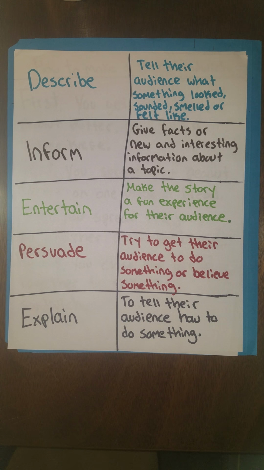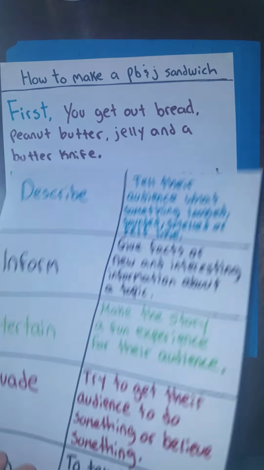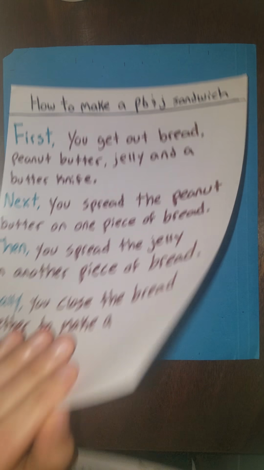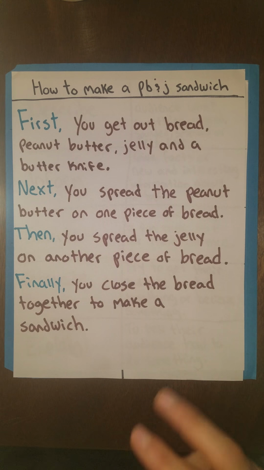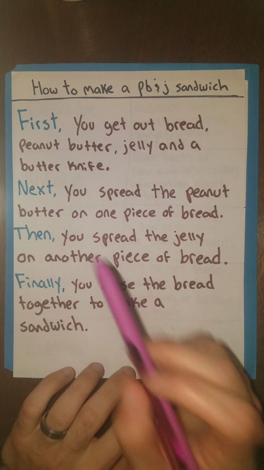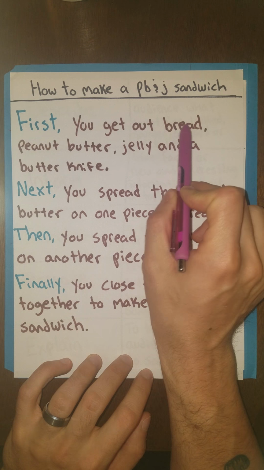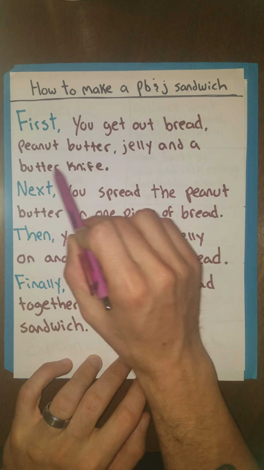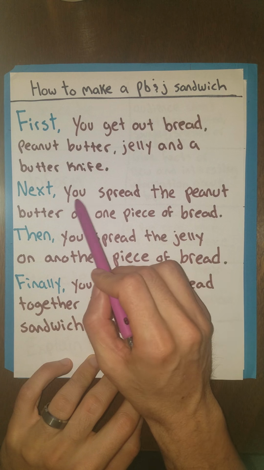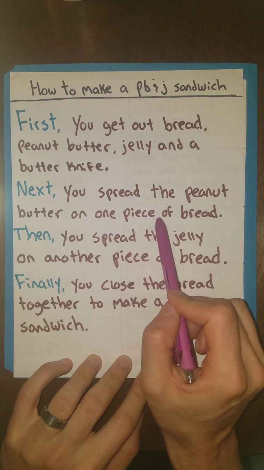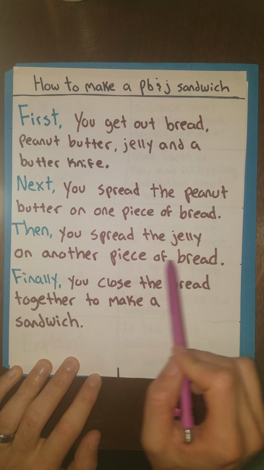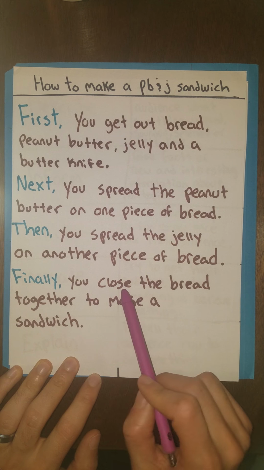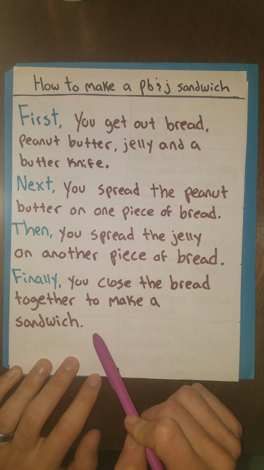And I've written my own how-to on how to make a peanut butter and jelly sandwich. So here's my how-to story on how to make a peanut butter and jelly sandwich. First, you get out bread, peanut butter, jelly, and a butter knife. Next, you spread the peanut butter on one piece of bread. Then, you spread the jelly on another piece of bread. Finally, you close the bread together to make a sandwich.